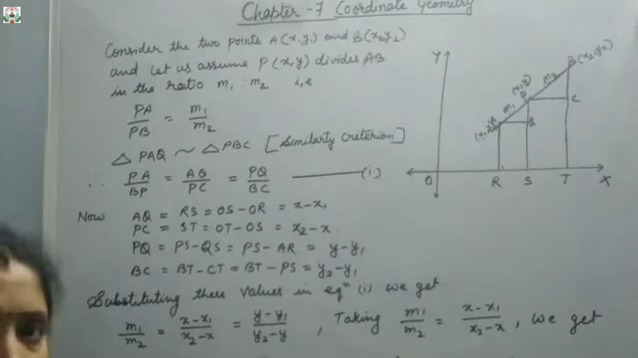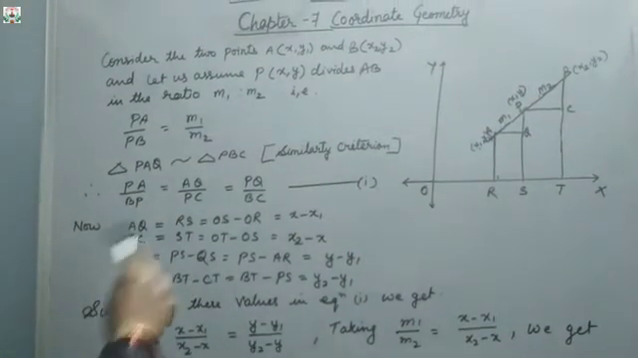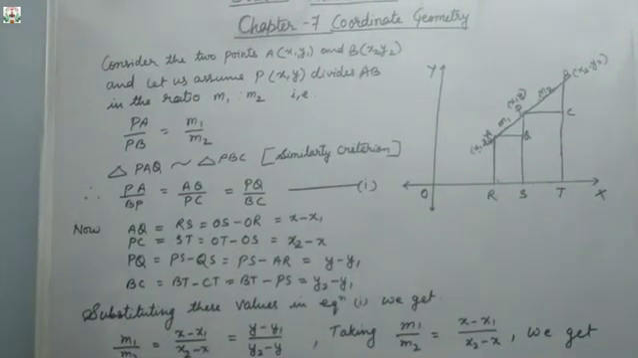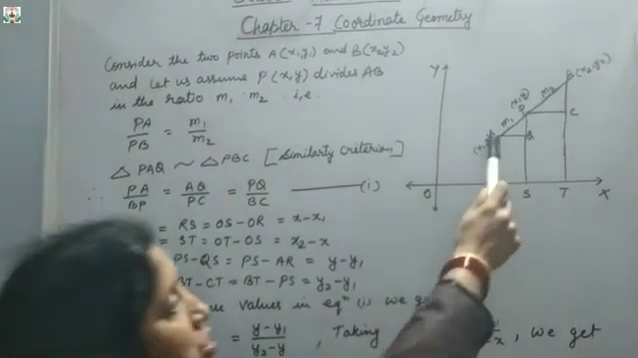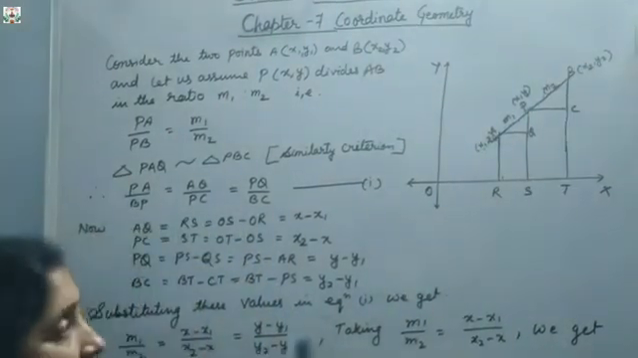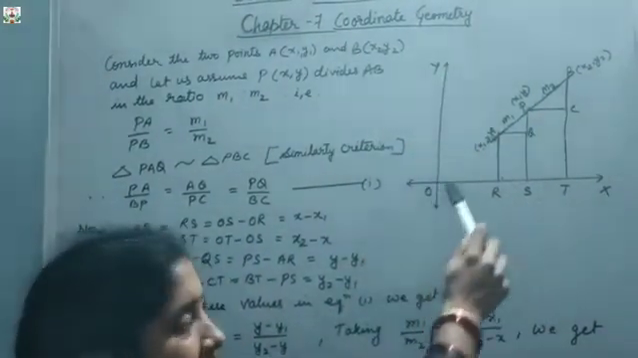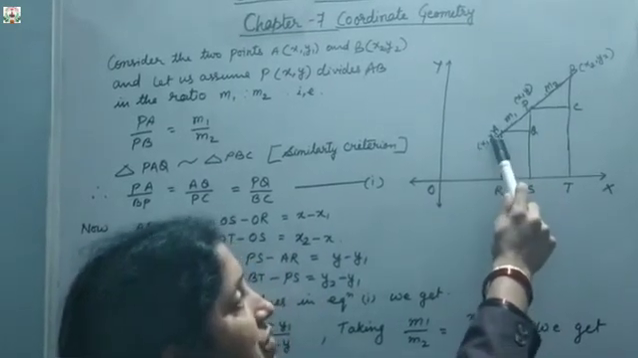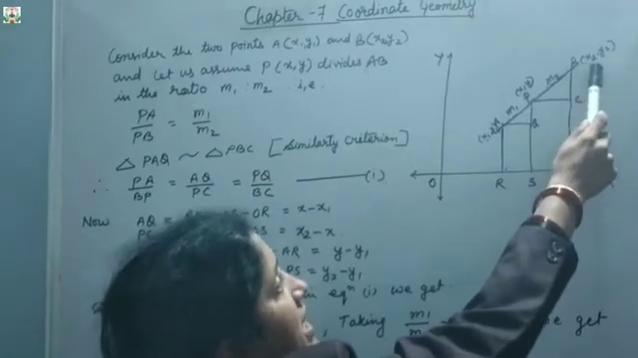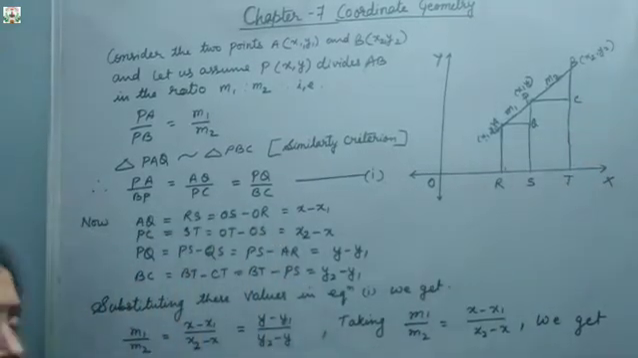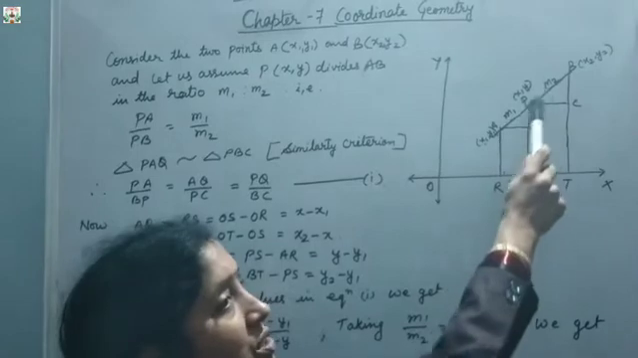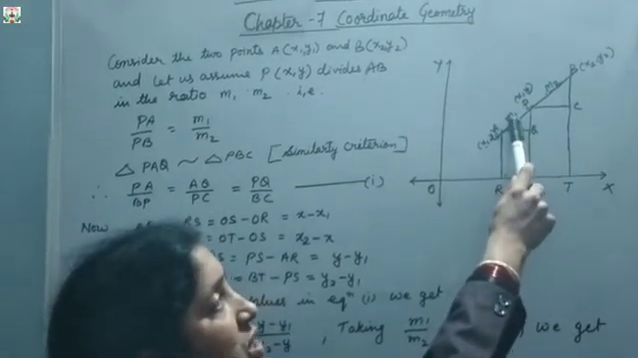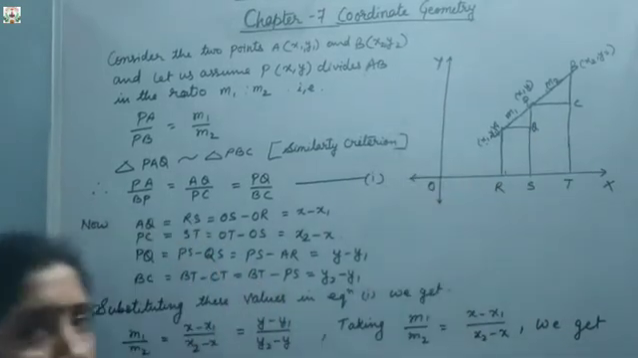Children, the next topic which we are going to deal with is the section formula in coordinate geometry, after Exercise 7.1. In this, suppose we have two points on the x-axis and y-axis. Suppose there is a line with point A as the x1, y1 coordinate and point B as the x2, y2 coordinate, which is divided into two parts with the point P in the ratio m1 and m2.